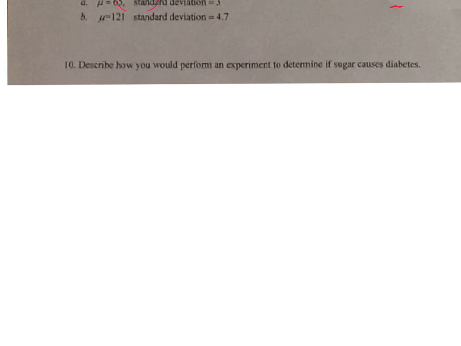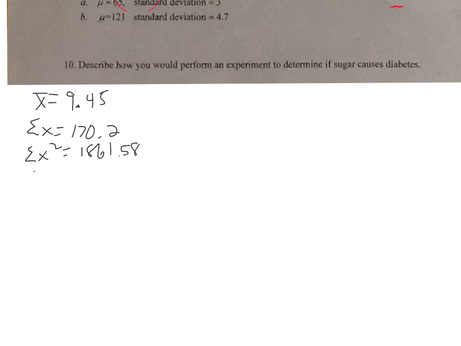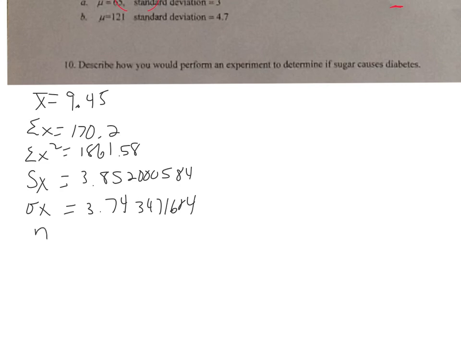All right, so hopefully you plugged it in and now we're back. Remember, you have to write down your calculator screen. So we have x bar is 9.45. The sum of the x's is 170.2. The sum of the x's squared is 1861.58. The sample standard deviation is 3.8520000584. The standard deviation, which is also your population standard deviation, is 3.7434716884. N is 18. That's how many pieces of data you plugged in.